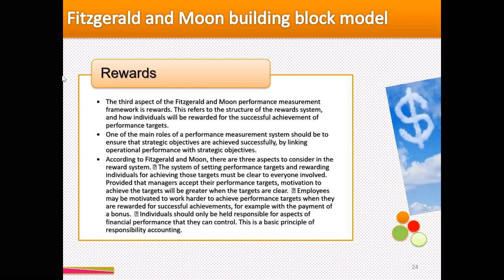The reward system should be clear to everyone, so that if person A achieves a certain goal, it's clear to him why he's being given a reward. There should be no confusion around the rewards. The reward system should not be complicated. It should be clear to everyone.